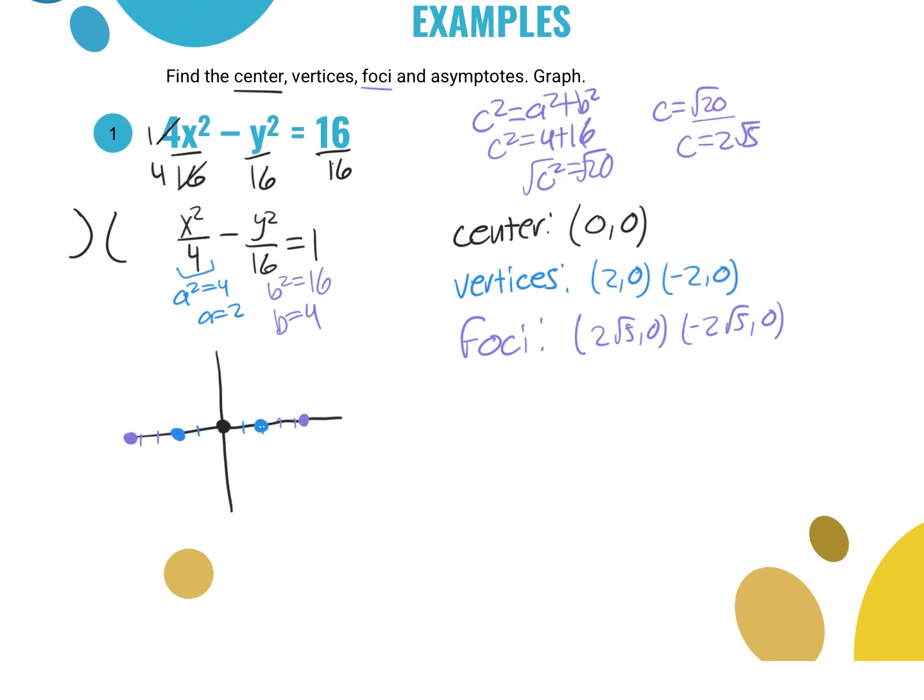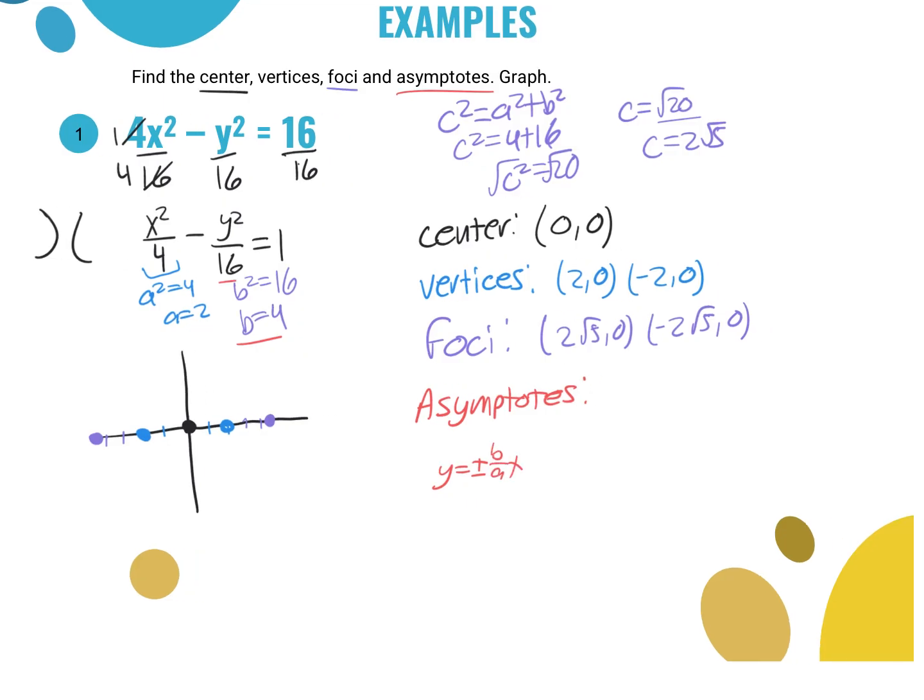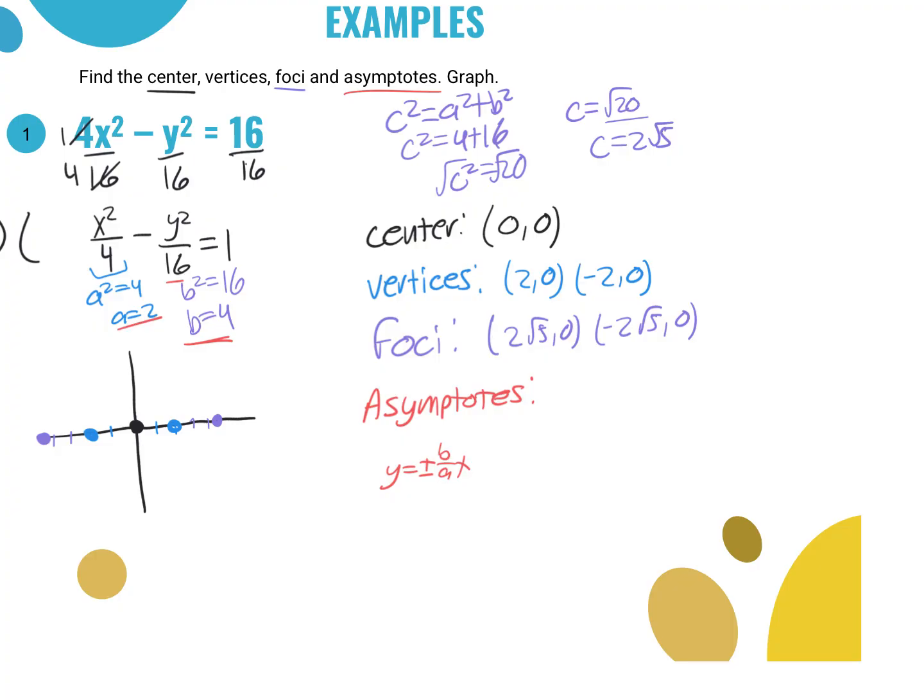Lastly, we want to find our asymptotes. And again, we use our little formula y equals plus minus. It's either a over b x or b over a x. You're just looking at whatever's with the y. And in this case, b is with the y, so that means it's plus minus b over a x, which means it's going to be 4 over 2, right? So y equals, or I'm sorry, plus minus 4 over 2x. Simplify, that's going to get you plus minus 2x. All right?